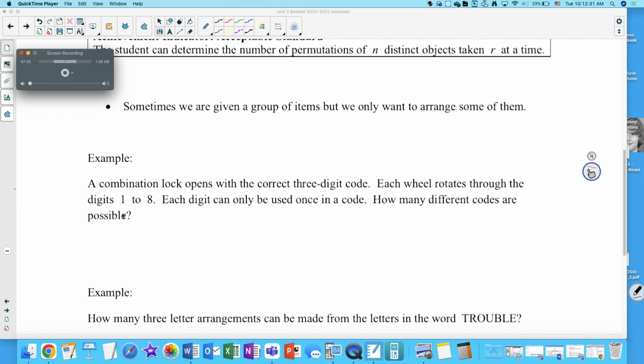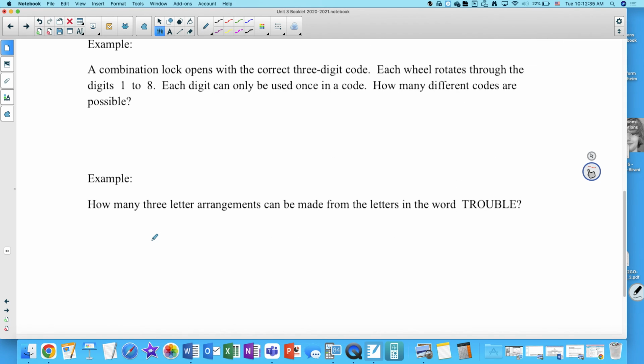Of the objects. Okay, so we may have 10 objects to choose from, but we only want to arrange three of them or four of them, something like that. So let's look at a couple of examples of those scenarios. Okay, first one.